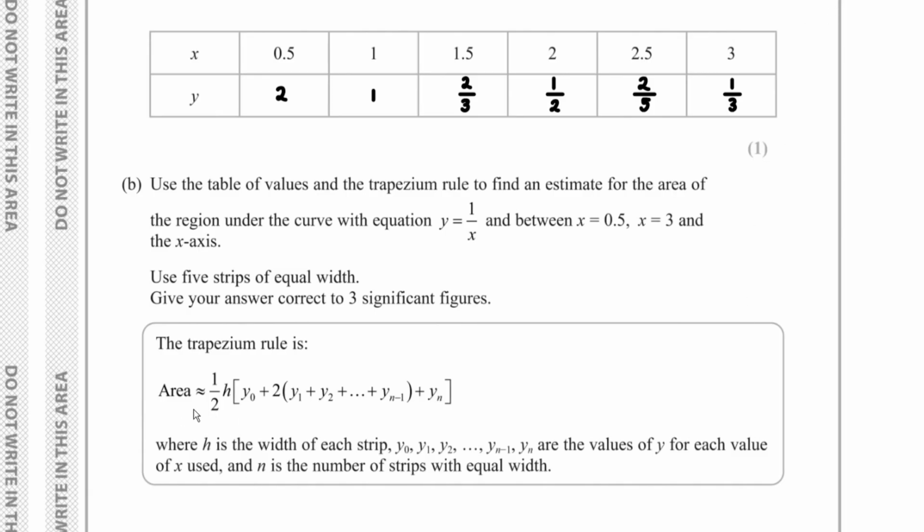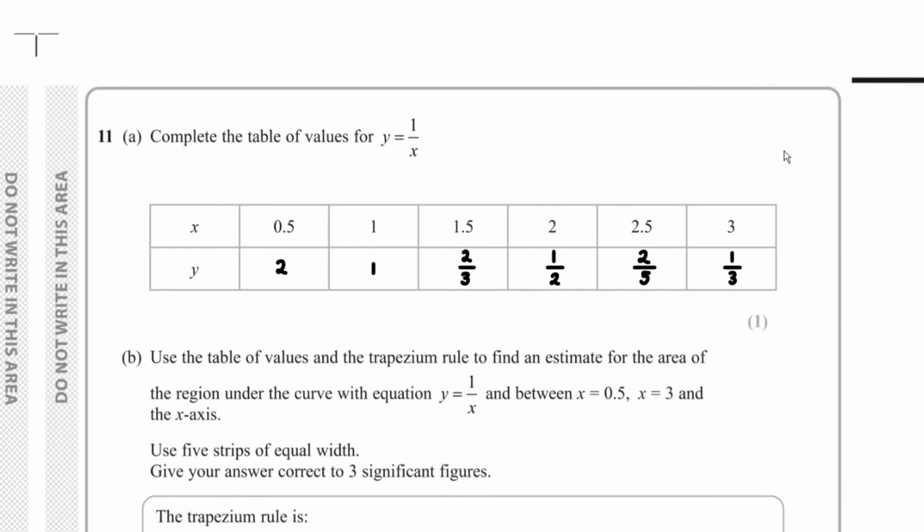To begin with, we need to find out what h is. Now h is a constant value. To find h, we need to find the difference between each of the x values. And you will find that is 1/2.